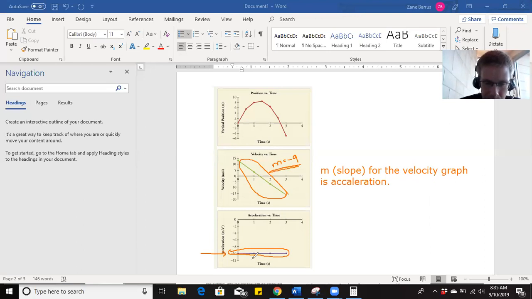Now, what we just went over is a tricky concept with slopes and figuring out how they fit into everything. So just keep that in mind, and we'll talk more about it later.